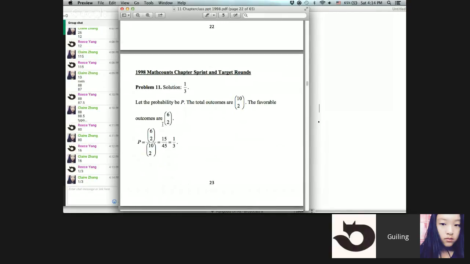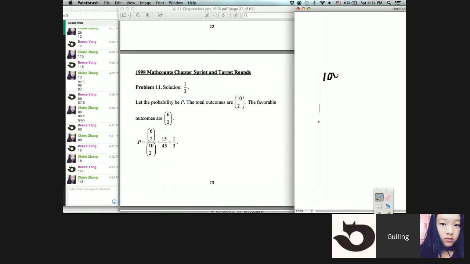So the point is it's 6 take 2 on the top over 10 take 2 on the bottom. If you know combinations, it's really easy to do. Because 10 take 2 is just 10 times 9 over 2, and then 6 take 2 is 6 times 5 over 2. The 2's cancel out.